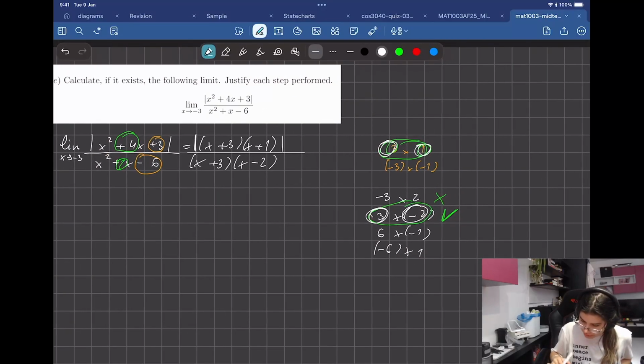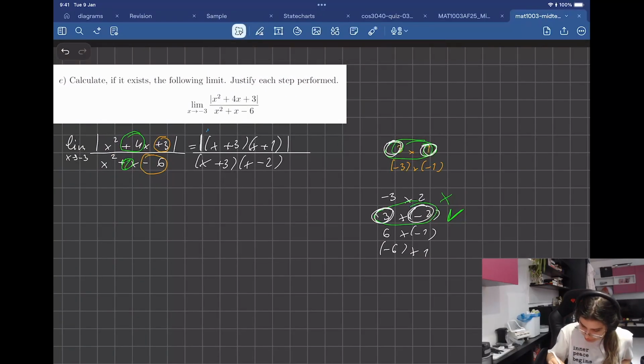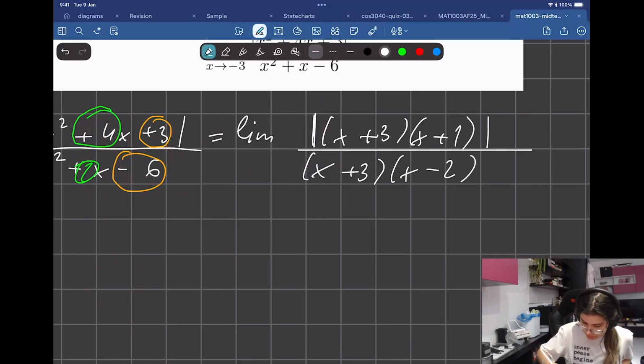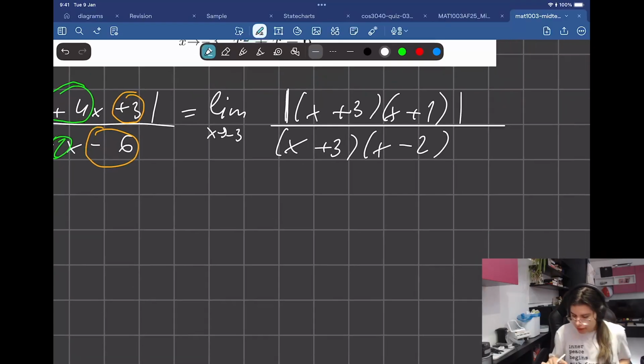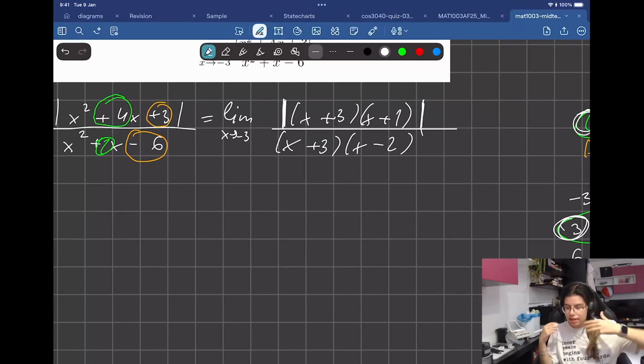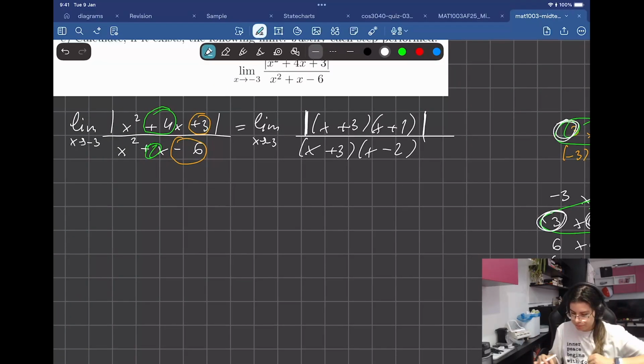I forgot to copy the limit, by the way, so let me correct this mistake because it's important. I still need to keep the limit in front: limit as x approaches minus 3. And at this point, I cannot simplify any further. I cannot directly cancel things out while I still have the modulus, okay? So I'll first have to deal with the modulus and then hopefully cancel things out.